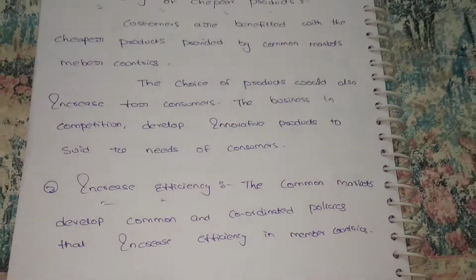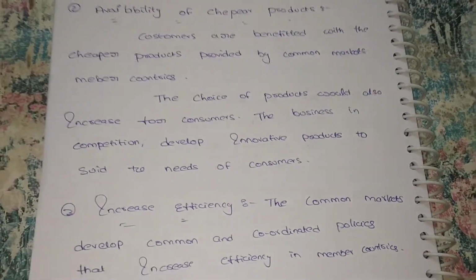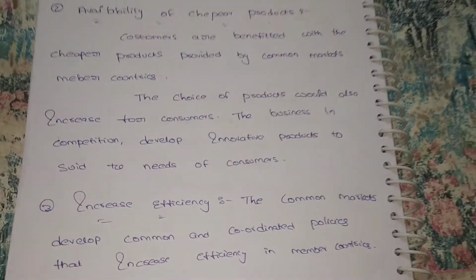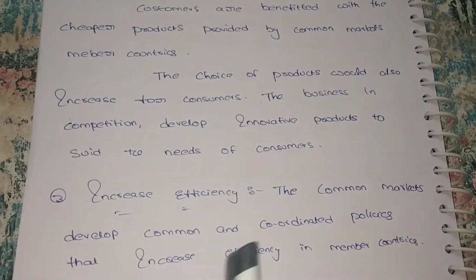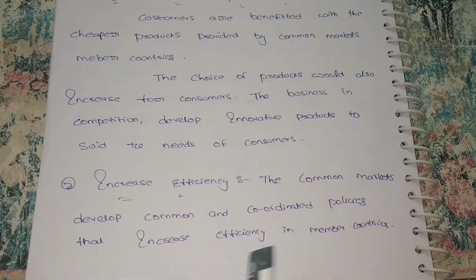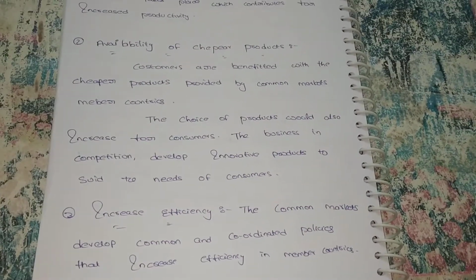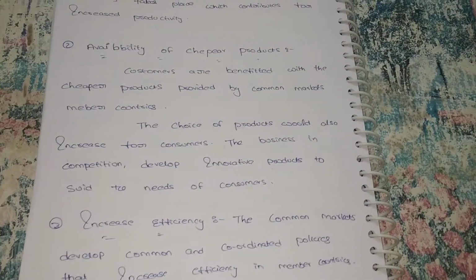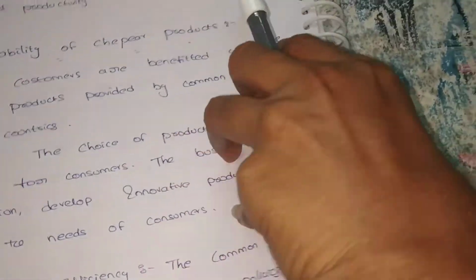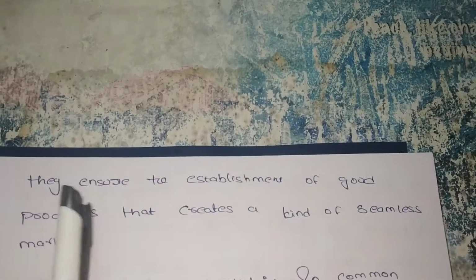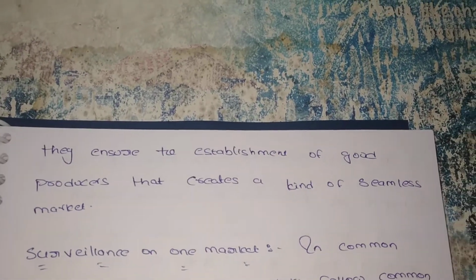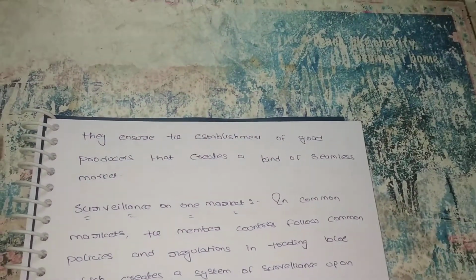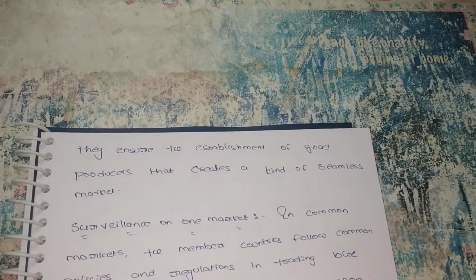For that reason, common markets have coordination, they have strength, and they have to follow common policies. Coordination of policies increases the efficiency of member countries, means it increases the efficiency of production levels. Thus they ensure the establishment of good processes, and for that efficient level they have to produce good products.